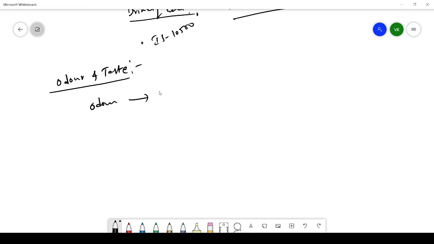Odor in water is measured using a device called an osmoscope. How do we find this odor in water? That I will tell you. Before that, you have to know the term TON, threshold odor number. Using this number you are going to express the odor present in water.